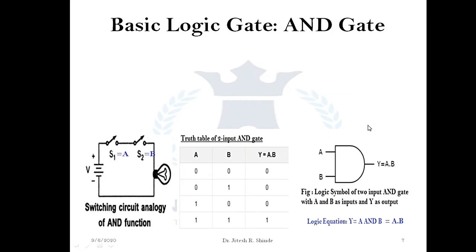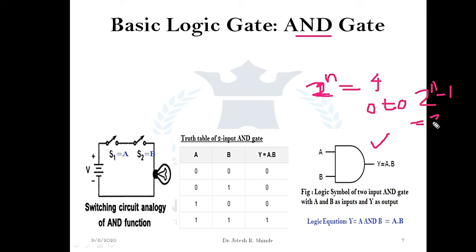AND gate, the first basic logic gate. AND gate is a digital circuit. It's a combinational circuit. This is the logic symbol for the AND gate, for a two input AND gate. How many input combinations will come in the truth table? 2 to the power n, so 4 combinations, ranging from 0 to 2 to the power n minus 1, so ranging from 0 to 3. First combination 0 0, 0 1, 1 0, 1 1.